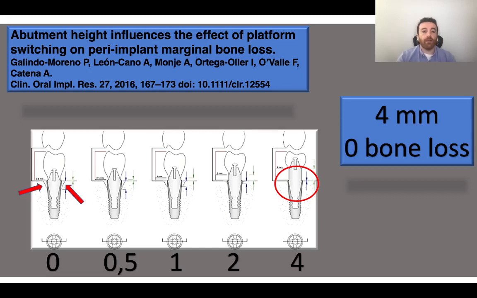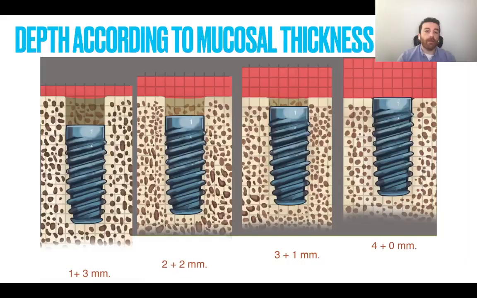In another study, they looked at the abutment height influencing the effect of the platform switch on peri-implant marginal bone loss. They basically looked at cases in which 4 millimeters led to 0 bone loss, and cases in which you had 0 to 2 millimeters, you had bone loss. So why did that happen?